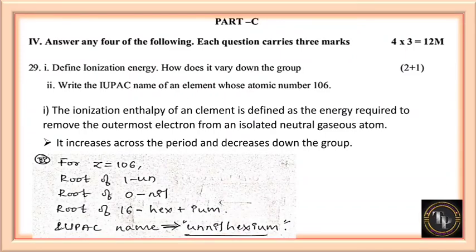Root of 0 is nil, and root of 16 is hexium. So the total name is unnilhexium. IUPAC name.